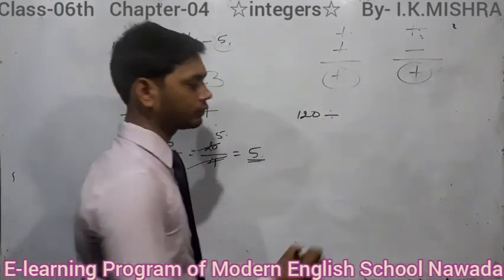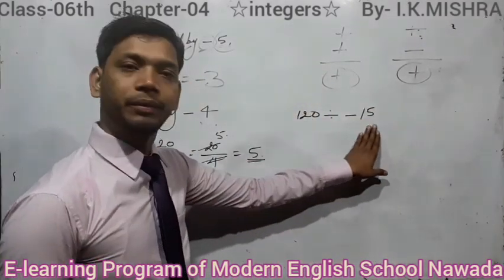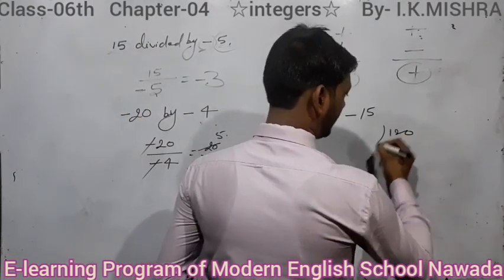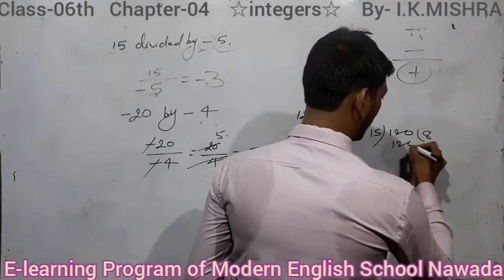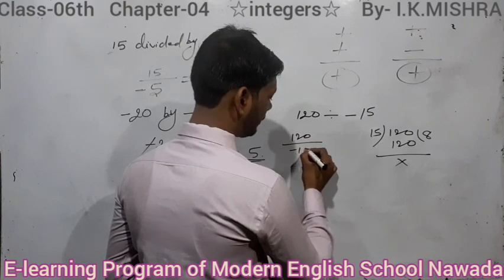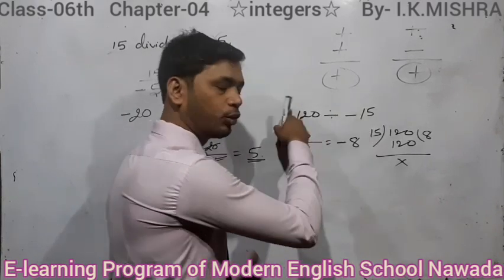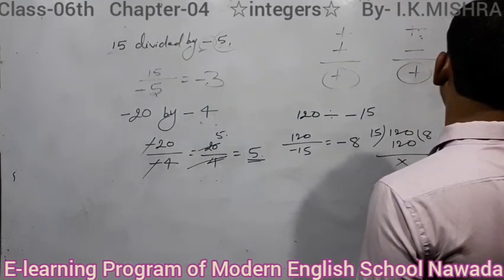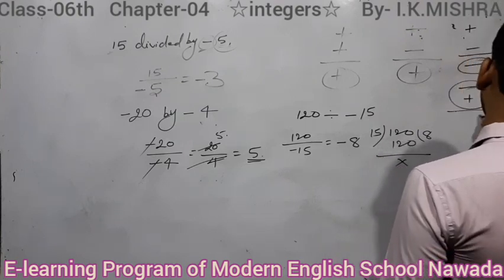Similarly, students, suppose you have to divide 120 by -15. You can write 120 divided by 15, which gives 8. So 120 divided by -15 is equal to -8. Here one is negative and one is positive. When the two signs are different, one positive and one negative, the result is negative.